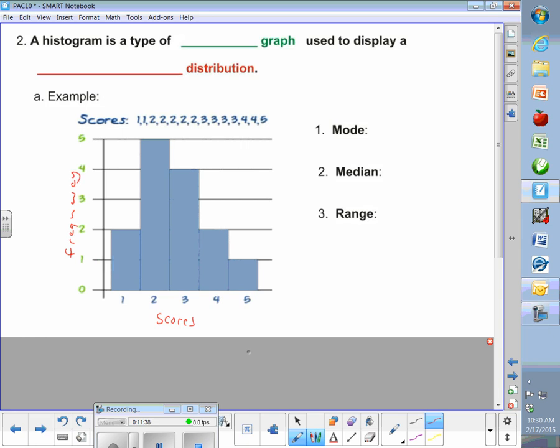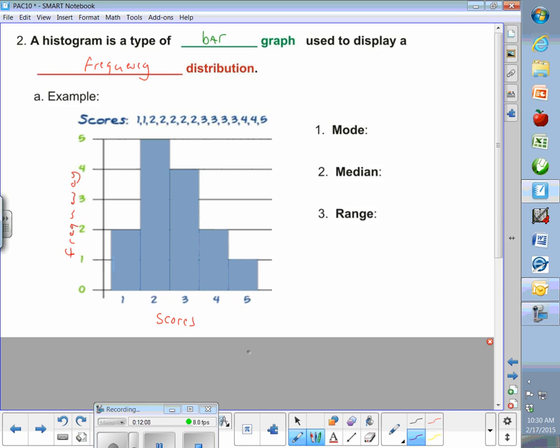So it's the frequency. You can see up above is listed the actual scores, and I'll explain that in a moment. So let's go ahead and fill in the blanks here. A histogram is a type of bar graph, and it's used to display a frequency distribution. All right, so let's see if we can interpret the data.